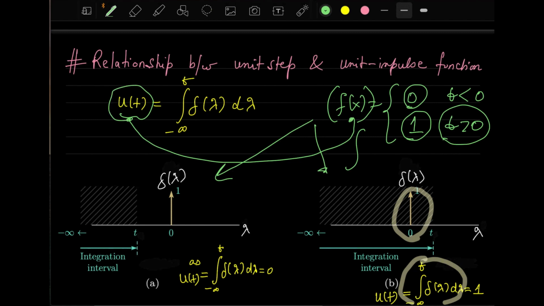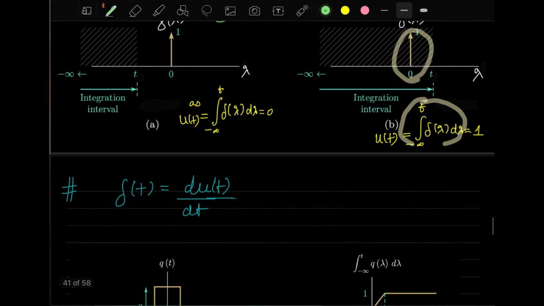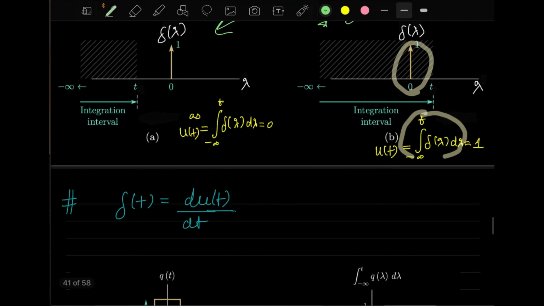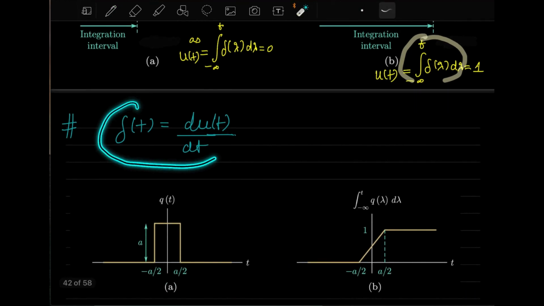So now you can observe from this that the unit step and the delta function, that is the unit impulse, are related by an integral. The other way around, if you want to get the delta function out of the unit step, then it's a derivative operation. And this is quite simple, because if one is the integral, the other one can be obtained by taking the differentiation. So this is given over here.